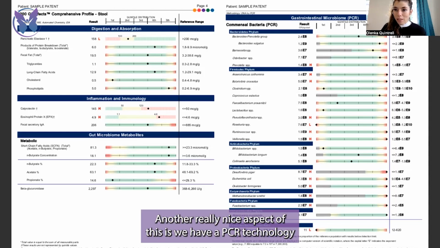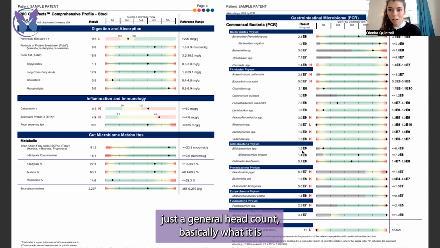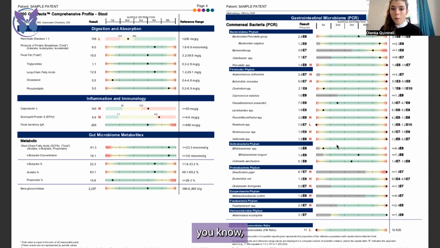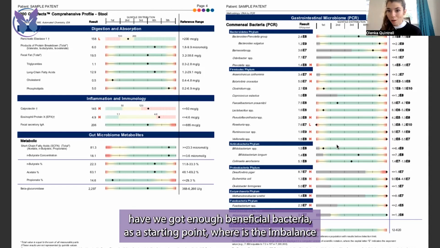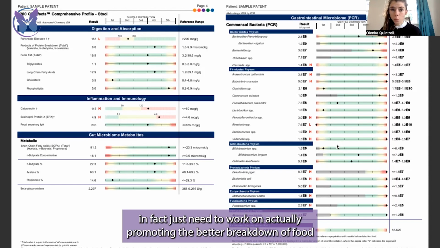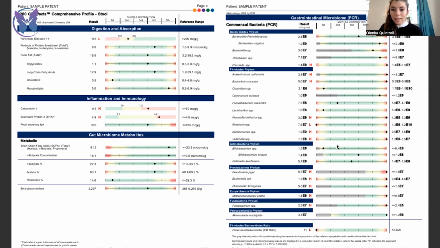Another really nice aspect of this is we have a PCR technology, which looks into the DNA of bacteria, so just a general head count basically. And this is really amazing. We can go through with a fine-tooth comb: have we got enough beneficial bacteria as a starting point? Where is the imbalance specifically lying? Do we need to really work on diversity of food and fiber? Or do we in fact just need to work on promoting the better breakdown of food? We can really start to piece that puzzle together.